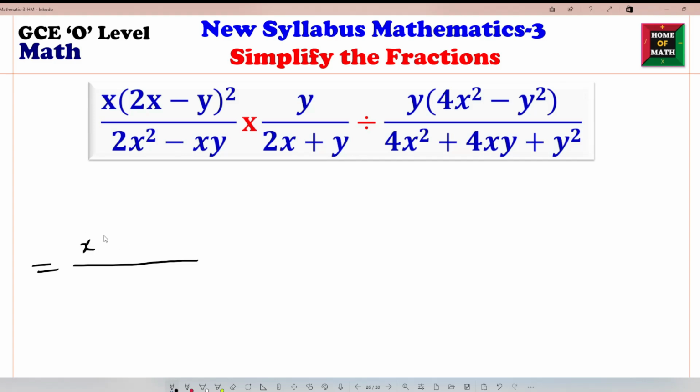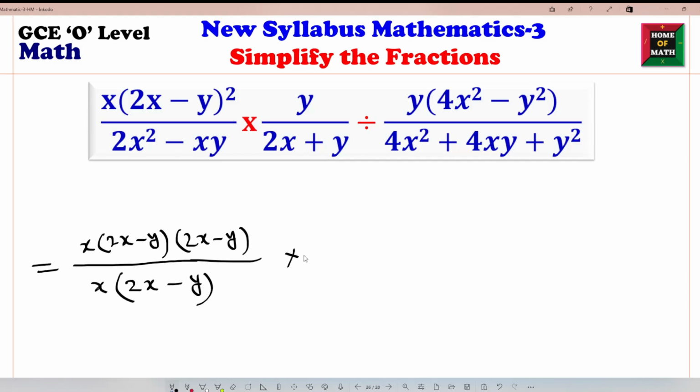x times (2x minus y) times (2x minus y), right? Then here we can take x common, so here is (2x minus y) times x, and here is y divided by (2x plus y).